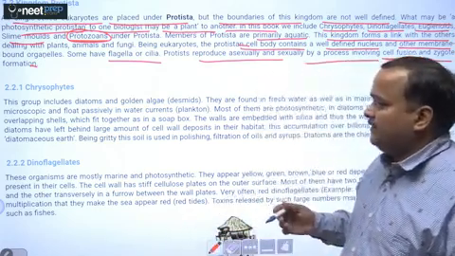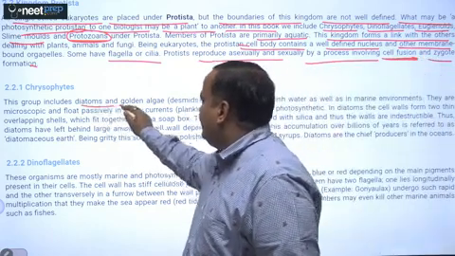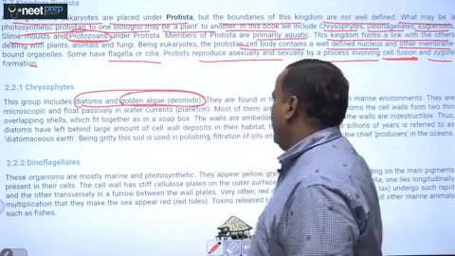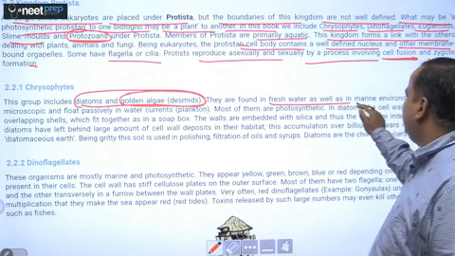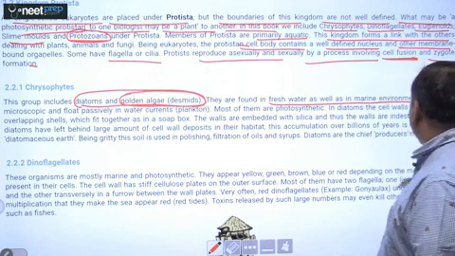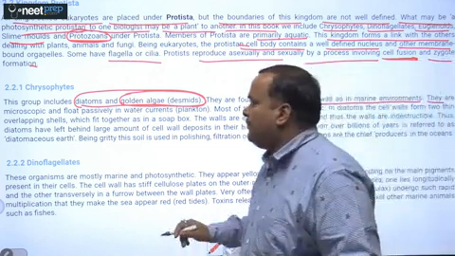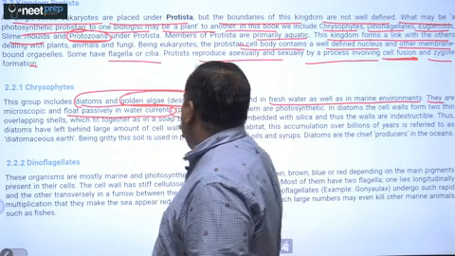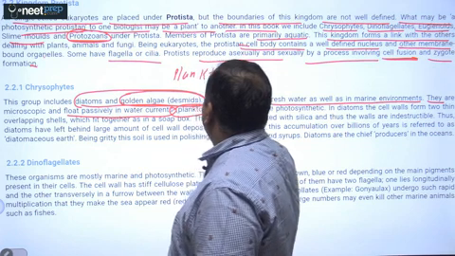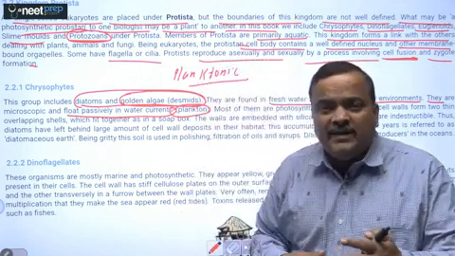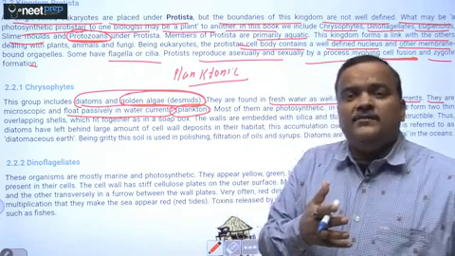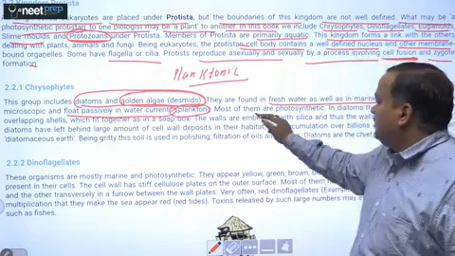So the first group is chrysophytes. This includes diatoms and desmids, which are commonly referred to as golden algae. They are found in freshwater as well as in marine environments. Now they are microscopic and float passively in water current. That means they are planktonic. There is no specialized structure for locomotion, so they can move along with the water current. That type of organisms are referred to as planktonic. Most of them are photosynthetic.